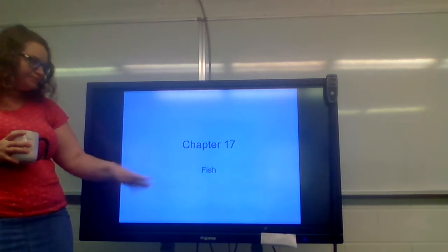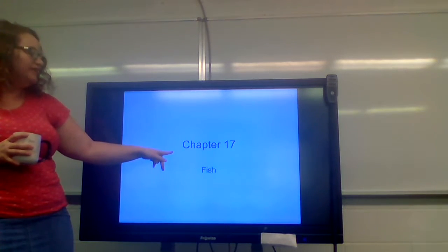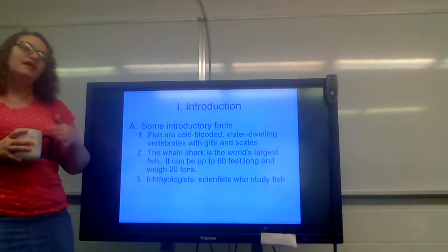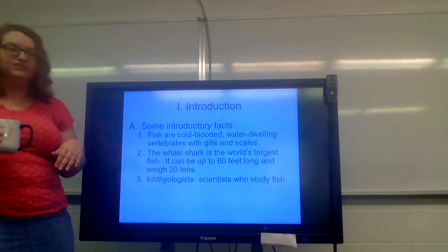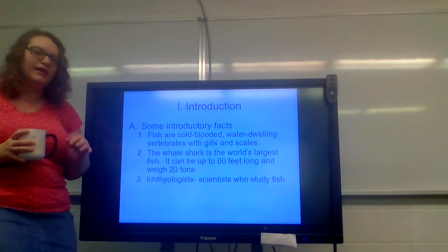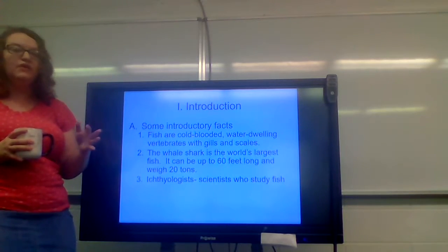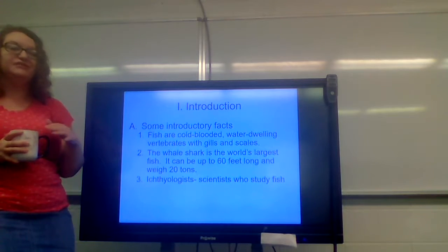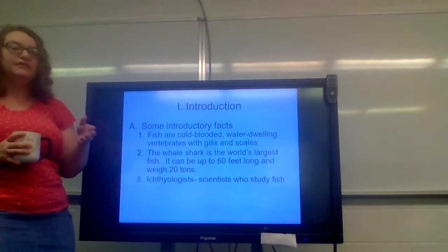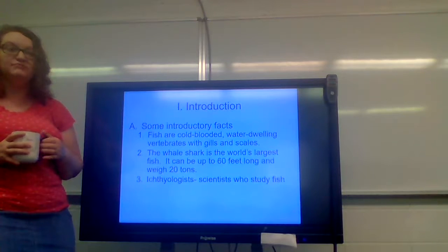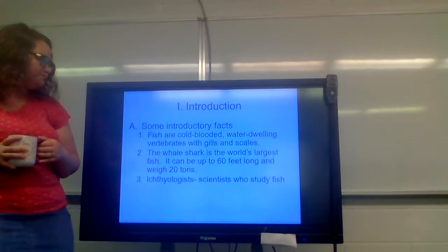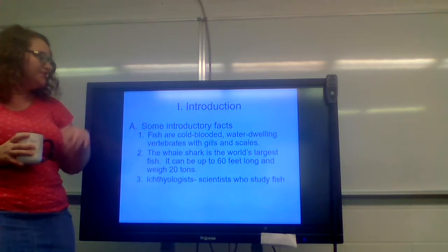All right, so chapter 17, fish. We're going to talk about two types of fish mainly, bony fish and cartilaginous fish. We will focus more so on the bony fish and the structure of a bony fish than we will a cartilaginous fish. And this is because bony fish make up about 95% of the fish that we are familiar with. Okay? So, some basic introductory facts here for you.